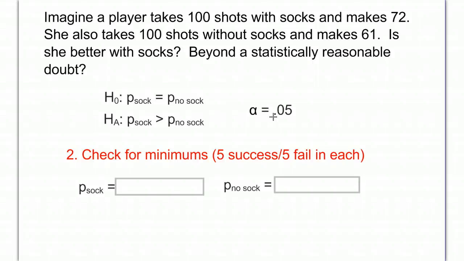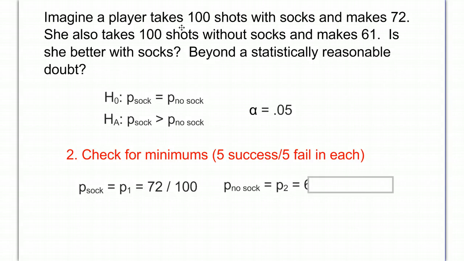The other thing that we forgot to do a second ago was to choose our alpha level. I picked the standard of 0.05. Now let's check for our minimums and label our actual numbers. We said P sock, with the proportion representing the socks, was going to be P1, our first one that we put in our calculator. And the numbers there were 72 out of 100. And by writing this all down, again, it's just going to keep us organized when we actually do our calculation. The proportion representing your shooting when you don't wear socks is going to be our P2, and that's 61 out of 100.